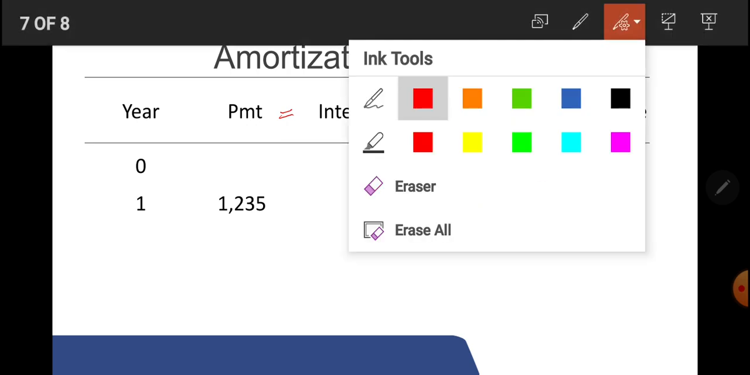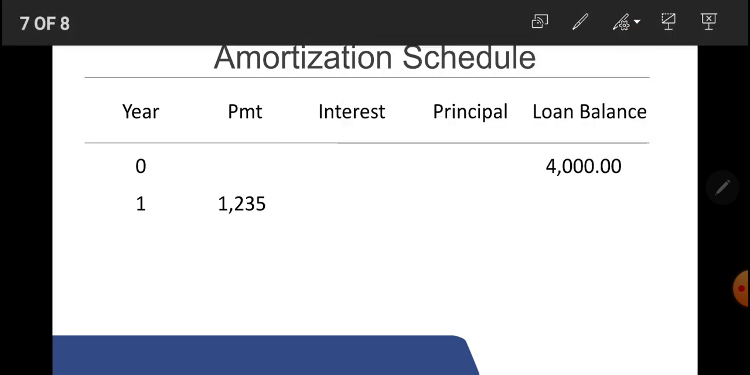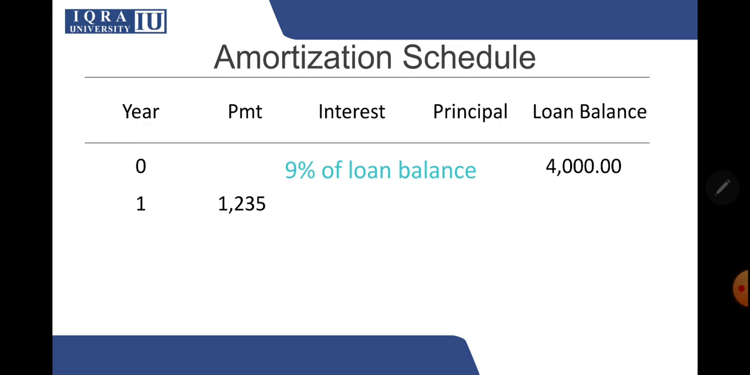In order to get the interest amount, you know that the loan was taken at 9%. Now this is your 4,000. This is your loan amount. So you will pay 9% on it. So if you calculate this, your answer is coming.